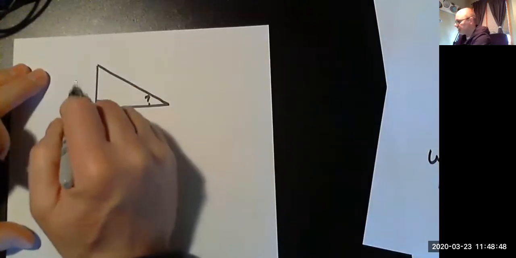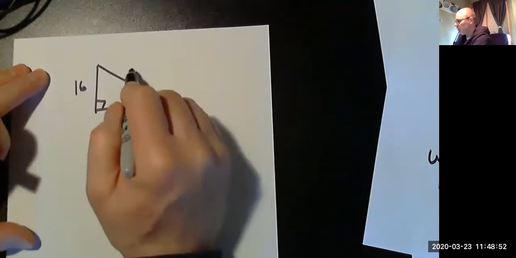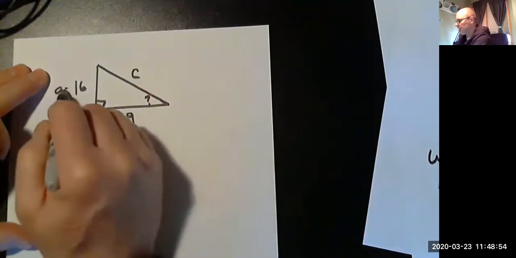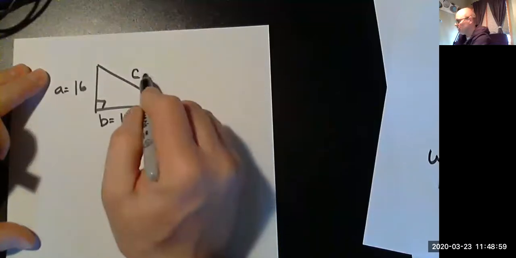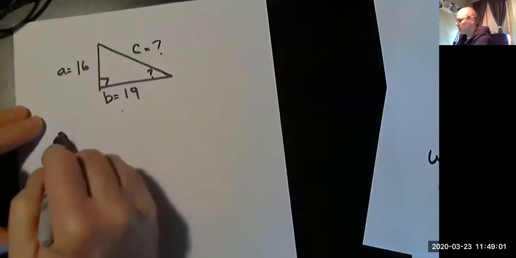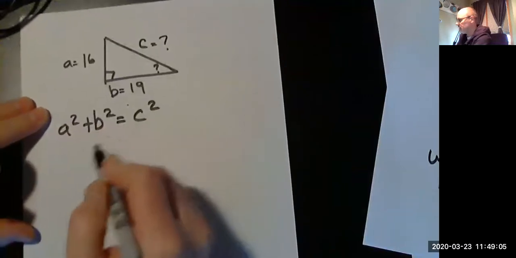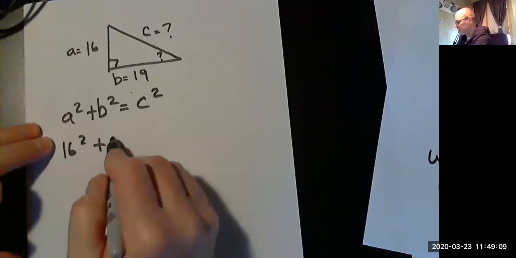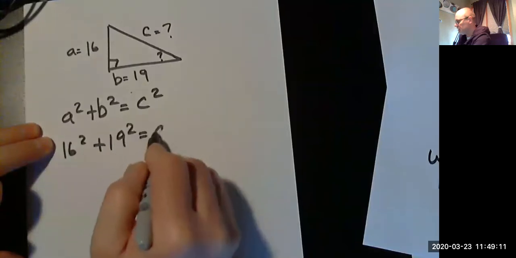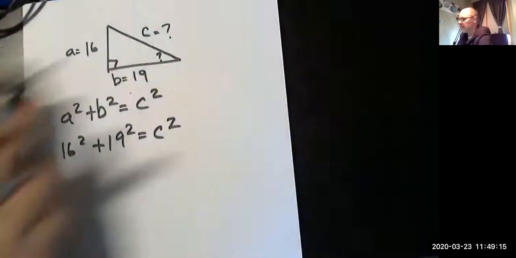Now, for example, if I had a right angle triangle with an unknown side, and I was given this as 16 and this as 19, what is C? So A is 16, B is 19, what is C? We use a squared plus b squared is equal to c squared. 16 squared plus 19 squared is equal to c squared.